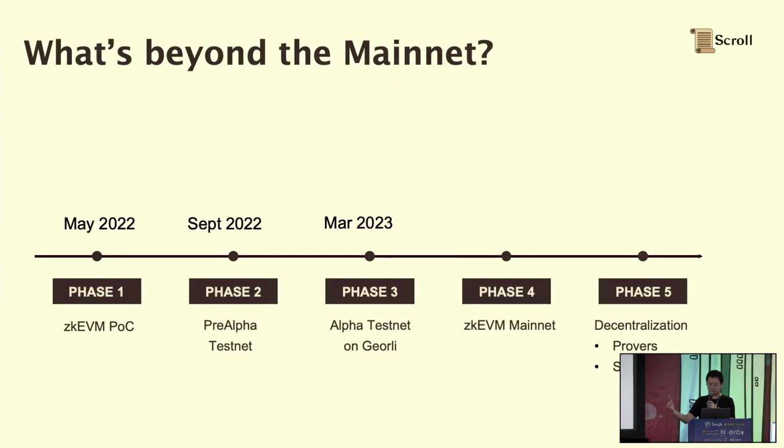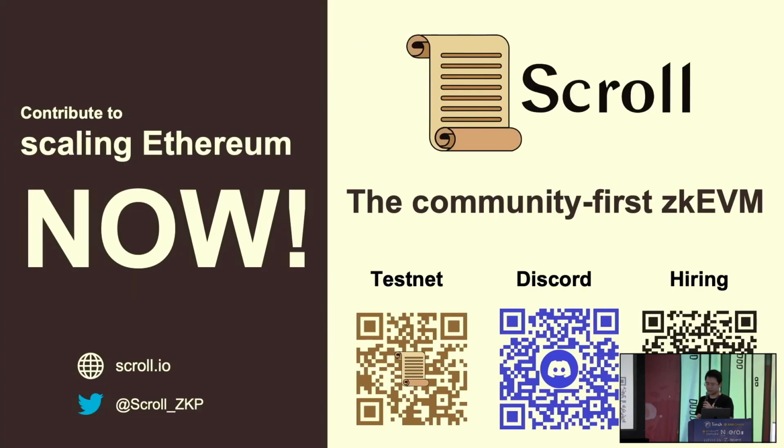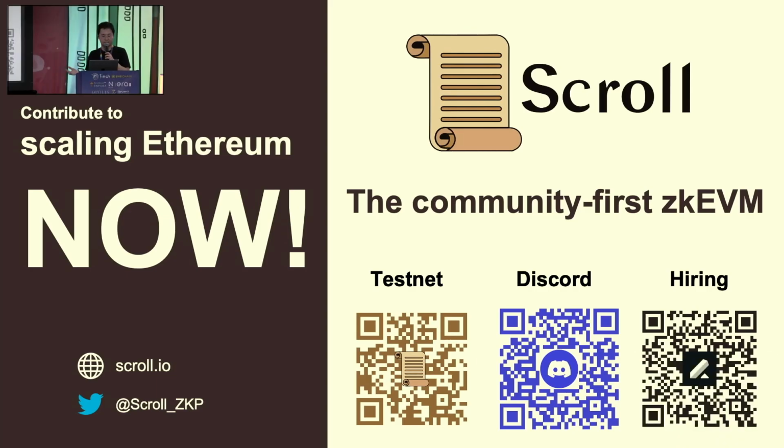And what's beyond the mainnet is that we're committed to decentralize our provers in the beginning, and then to decentralize the sequencers, and then try to build a fully censorship-resistant decentralized zkEVM mainnet.